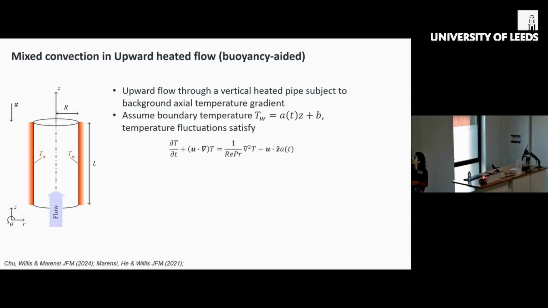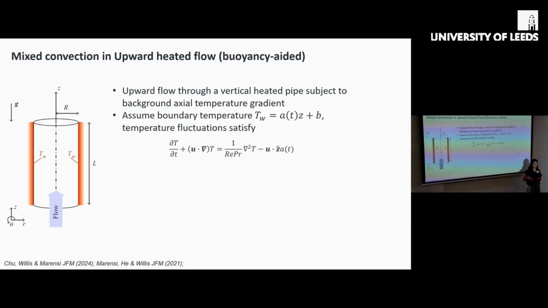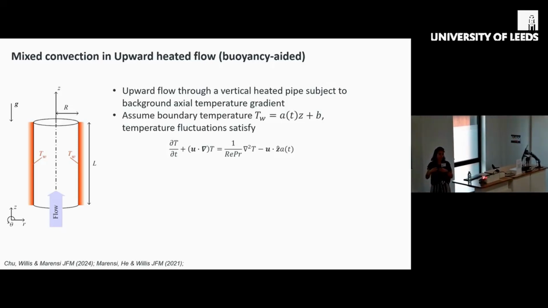So the temperature fluctuations satisfy the advection diffusion equation, which in non-dimensional terms we write in this way, and this term here is basically a sink term which withdraws energy or heat that enters via the pipe boundary. And this A is also adjusted to maintain a constant bulk temperature. So heat enters via the pipe walls, and it's withdrawn by this sink term to keep the bulk temperature constant.